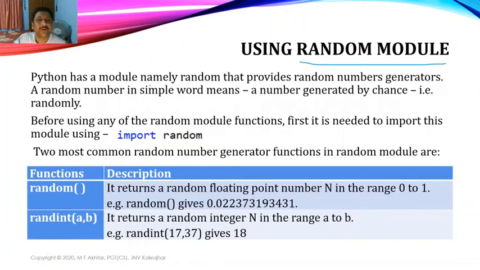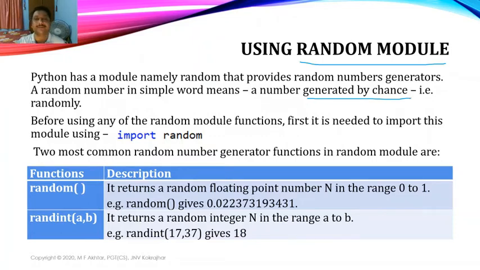Python has a module, namely random, that provides random number generators. A random number simply means a number generated by chance, that is, randomly.